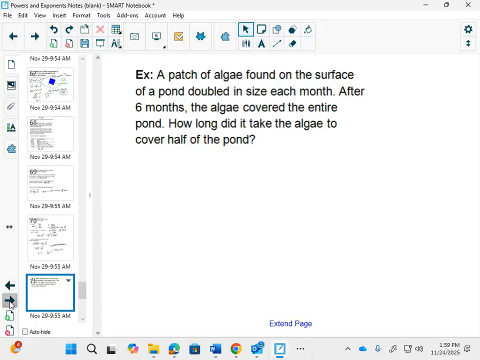3 months. I like what you're doing there. You took 6 and divided it by 2 because you wanted half and said 3, but no. The answer is not 3. Is it lower? First of all, think about what the question is saying. It doubles every month, and it filled it up completely at 6 months. 2 months? How long would it take to cover half of it?